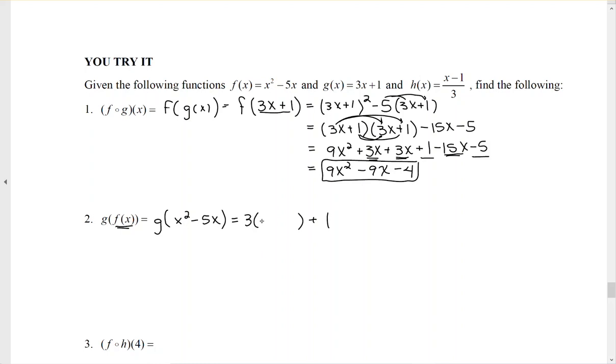Substitute in what's in parentheses, and then simplify it, which means distribute and combine like terms. So we're going to get rid of the parentheses. So I have 3x squared minus 15x, and then I still have the plus 1. And none of these can be combined, so that's it.